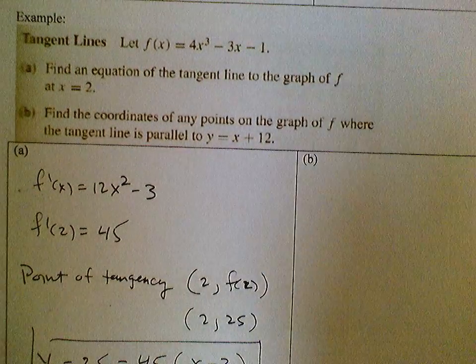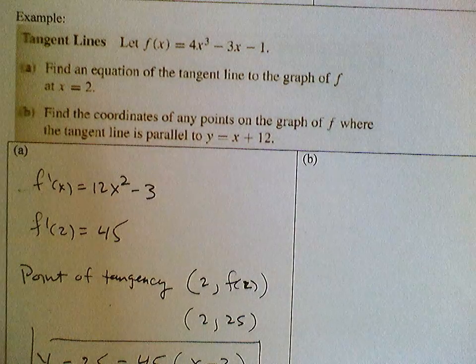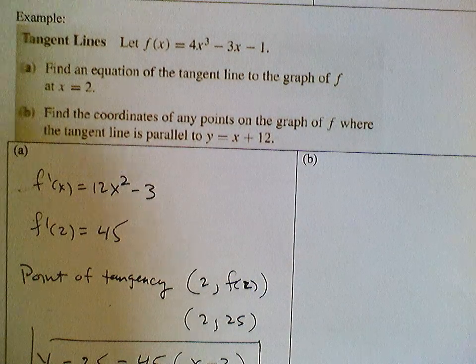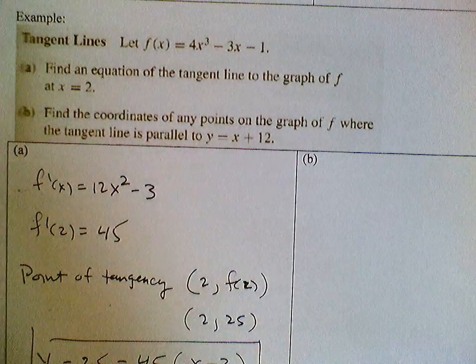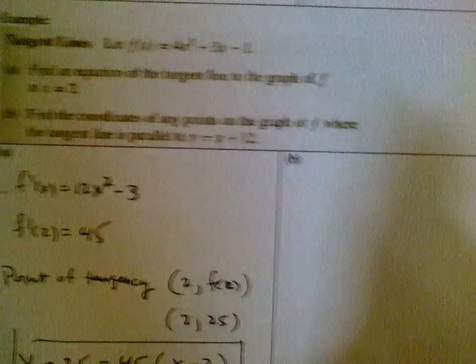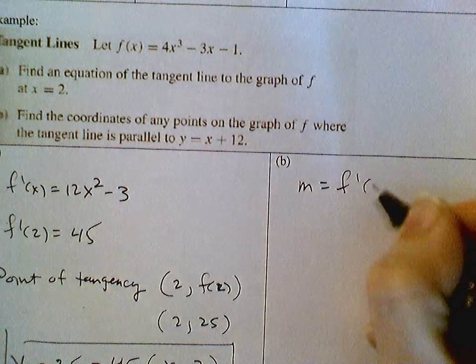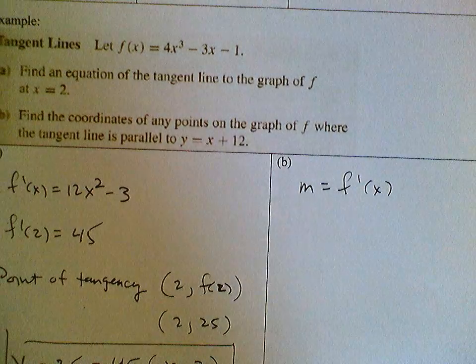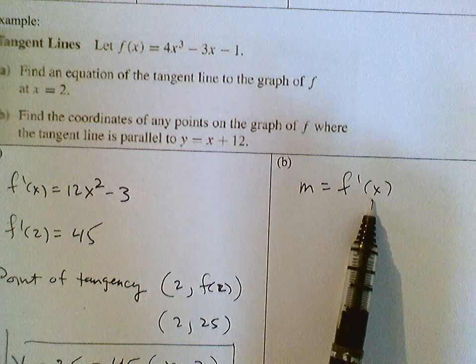So here we go. Find the coordinates of any points on the graph of f where the tangent line is parallel to that line. Parallel lines have the same slope. The slope of the tangent line is the derivative. So I'm going to say m equals f prime of x. The slope of the tangent line is the derivative. They're the same exact thing.